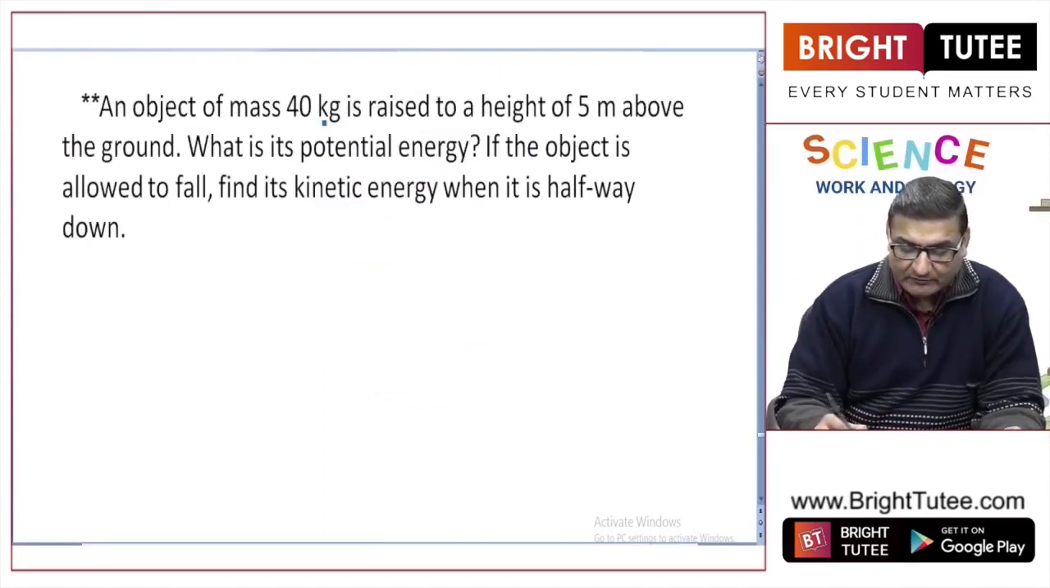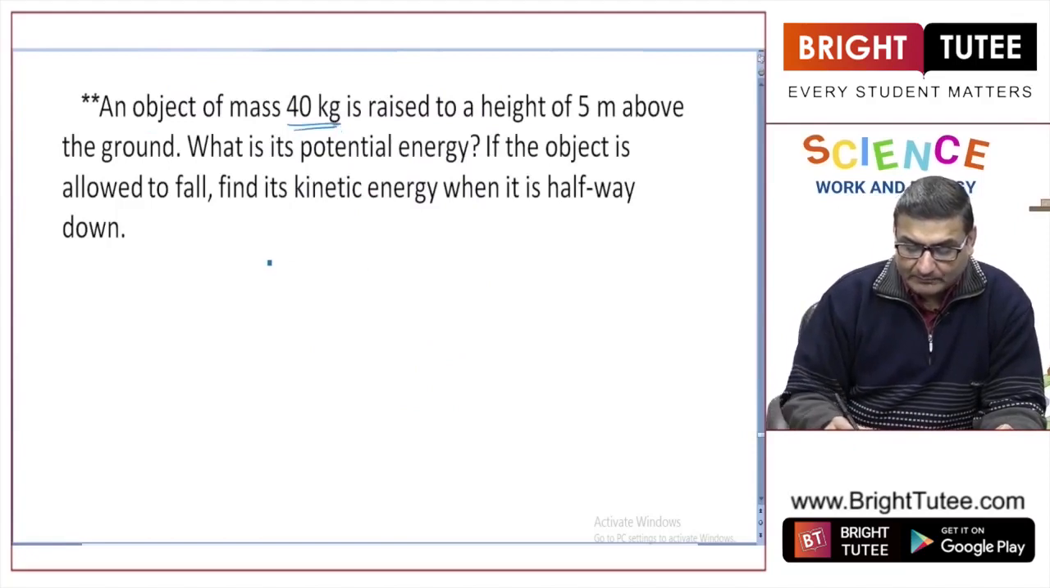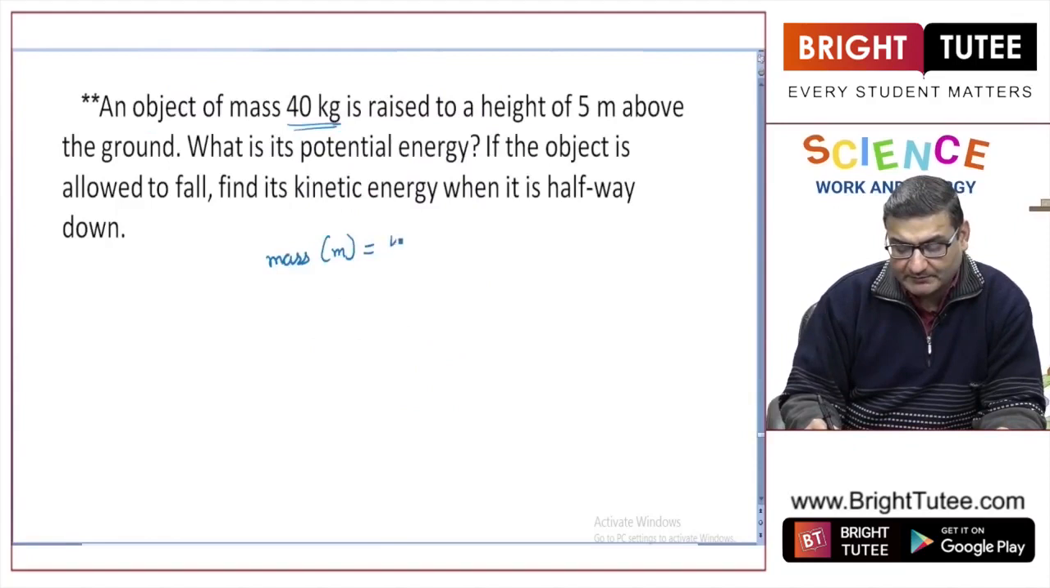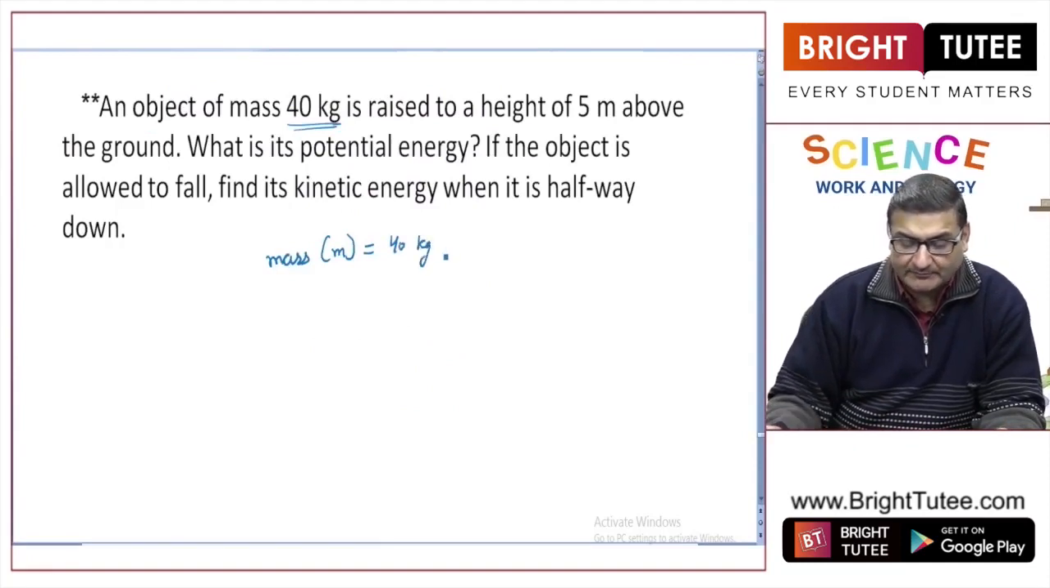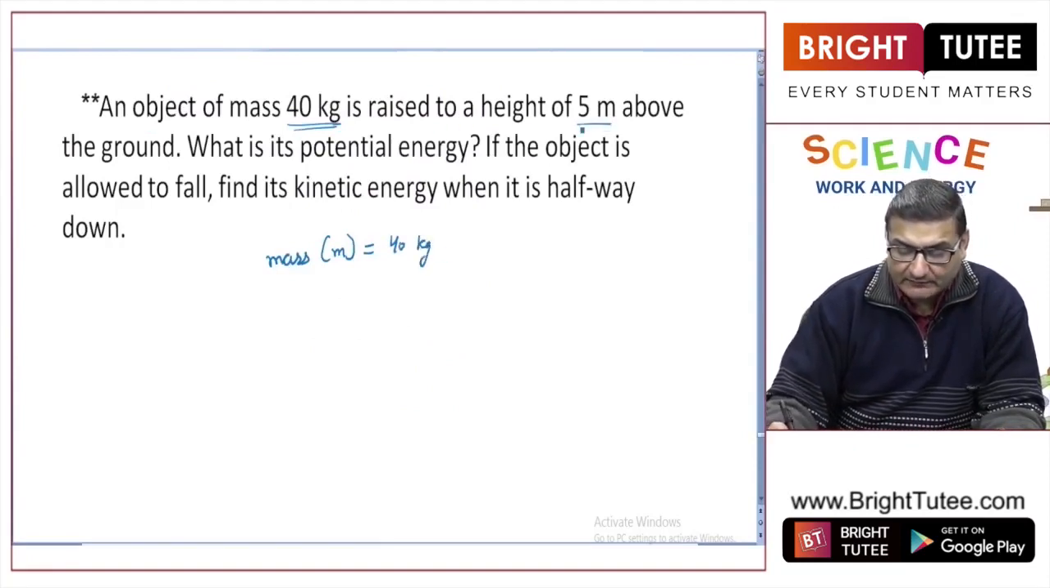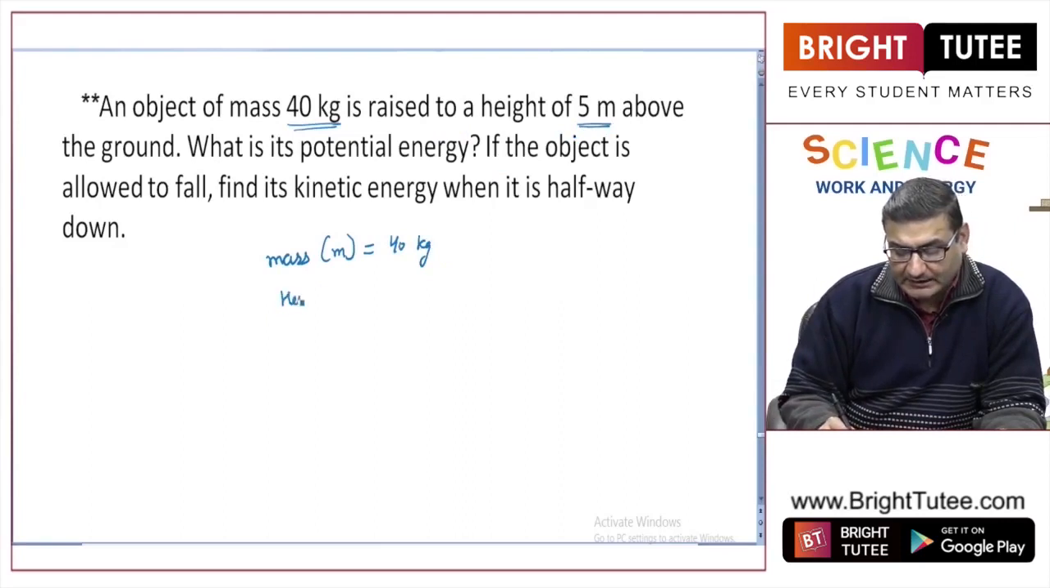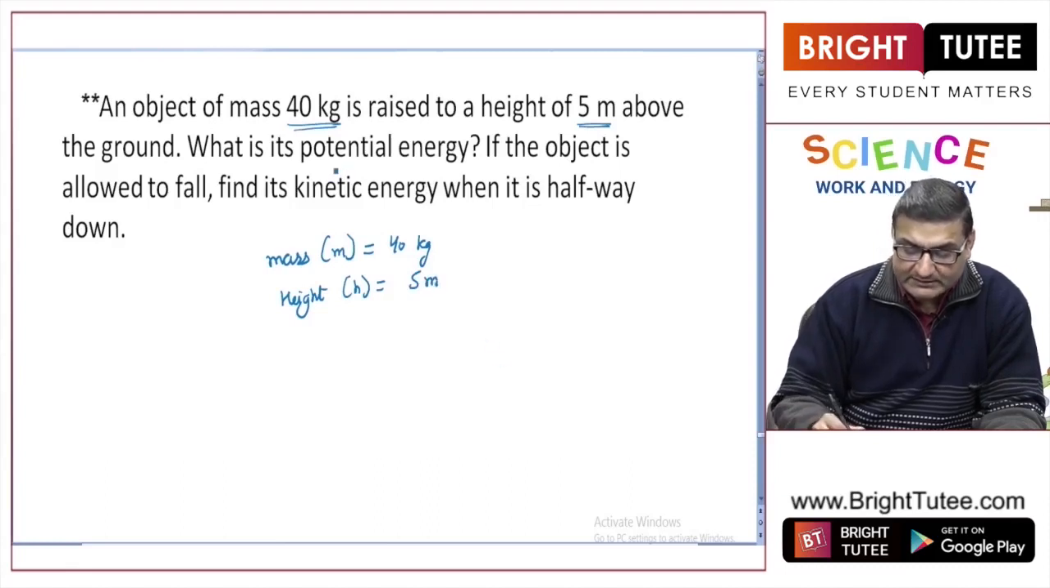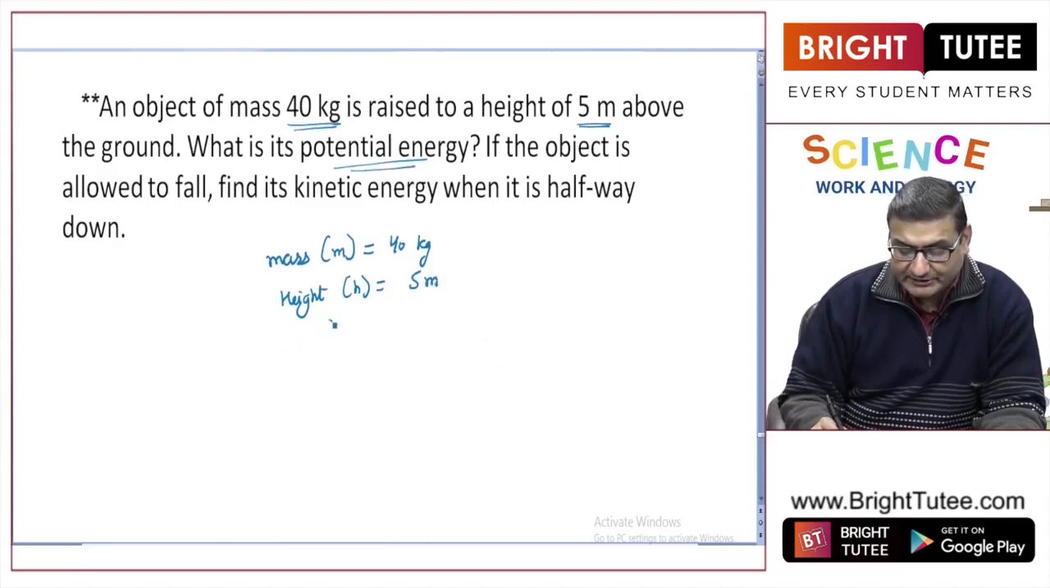An object of mass 40 kilogram, right? The mass of the object, represented by small m, is given to be 40 kilogram, and it is raised to a height of 5 meter. The height to which it is raised, represented by small h, is given to be 5 meter. What is its potential energy? The value of g we are going to take 9.8 meter per second square.